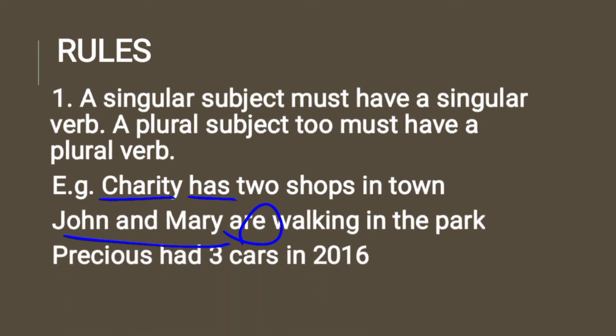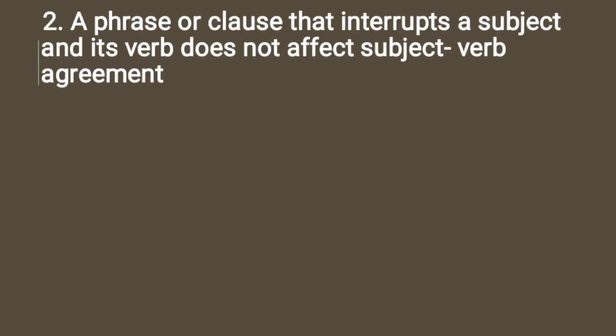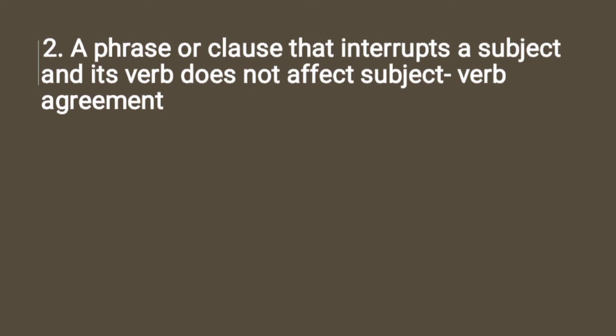Precious had 3 cars in 2016. This is just one Precious. So we can't say have. No, we're going to say had because it's in the past and this is singular. Very good. Let us look at rule number 2.